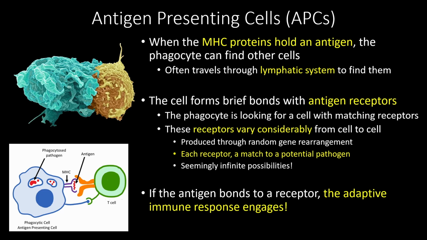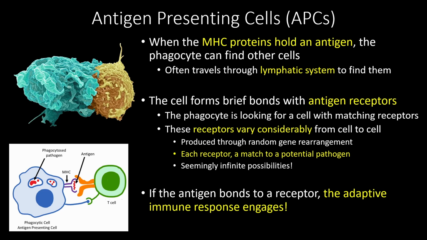So this is part of what takes so long for our adaptive immune system to activate, because these phagocytes are traveling through our lymphatic system, meeting up with every cell that has these receptors for these antigens and trying to find one that matches the antigen that it has captured. As it does, a lot of them won't match.